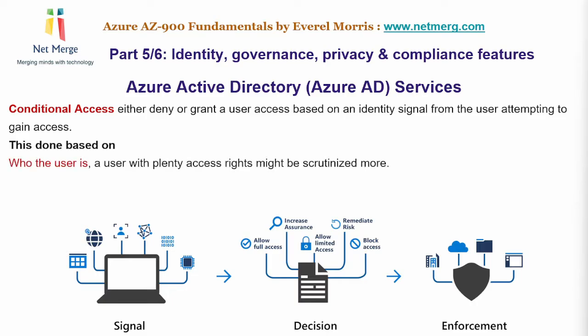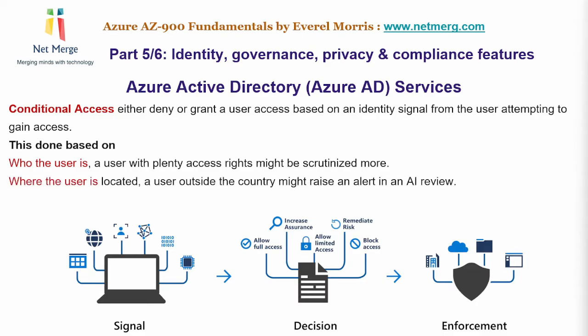Now, this is done based on the user, who the user is, and a user with plenty of access rights might be scrutinized for more information as well. So let's say, for example, you're logging in from a different country for the first time. It might ask you for additional information to verify yourself. It might ask you something about yourself, who you are, for example, and it will use that additional information maybe just once, just as an added security precaution to make sure that you are exactly who you said you are. So that again is a part of the conditional access.